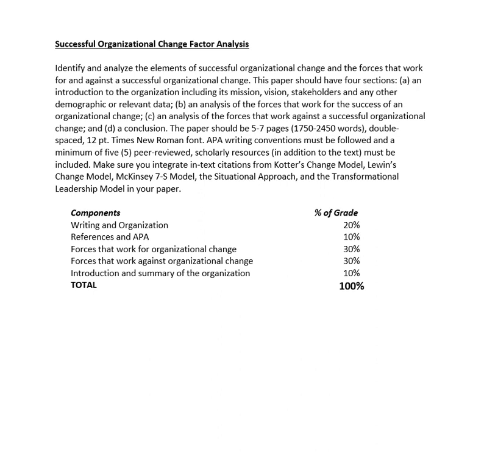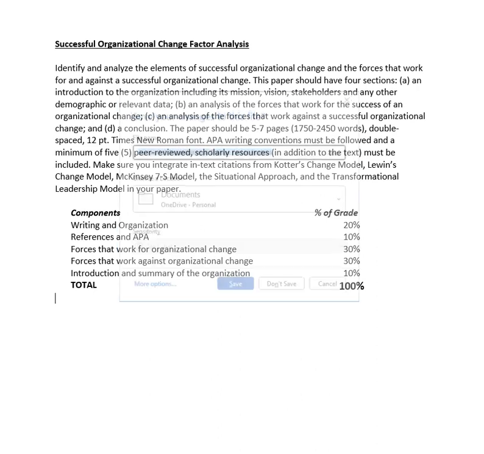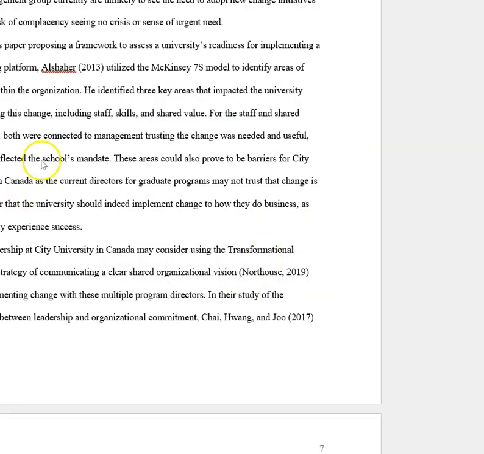You'll notice here on the bottom that we are also looking for you to integrate these models into your paper: Kotter's change model, Lewin's change model, McKinsey's 7S model, the situational approach, and transformational leadership models. All of those models need to be incorporated into your paper too. So let's see how this student did at meeting each of those expectations. All right, so here we go.